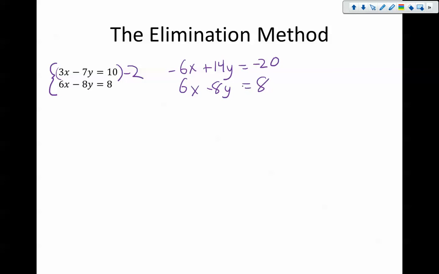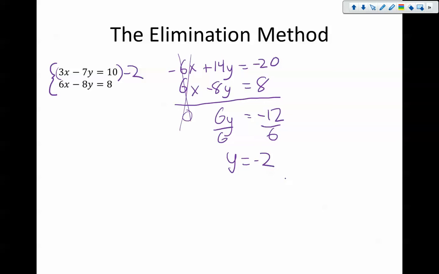So I didn't change the bottom one. But notice what happens right here. Negative 6x, positive 6x, that will become 0 when we add them together. So that's what we do now. We add them together. This becomes 0. It cancels out. This 14 plus negative 8 becomes 6y, and this negative 20 plus 8 becomes negative 12. This is an equation with one variable that we can now solve. So we divide by 6 and get -2.